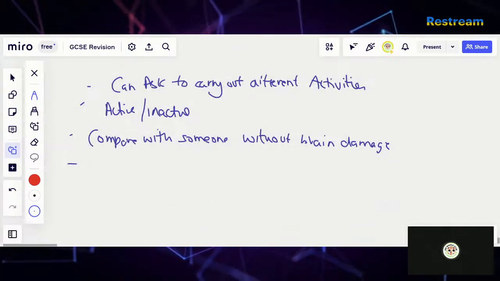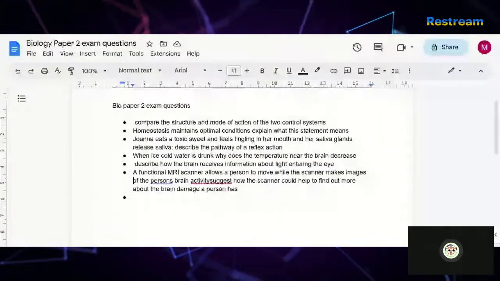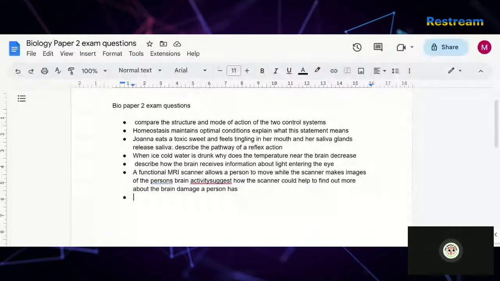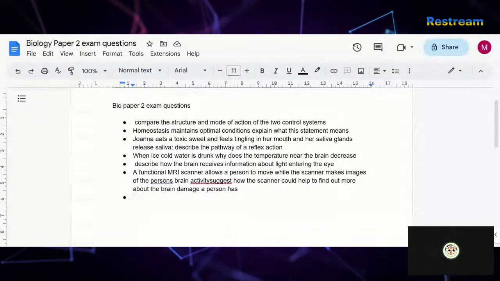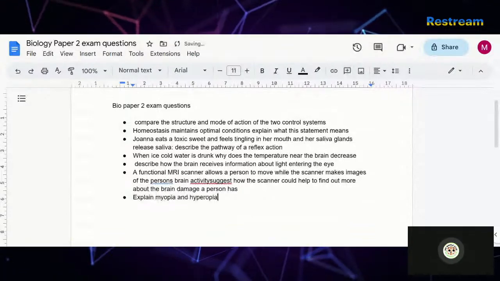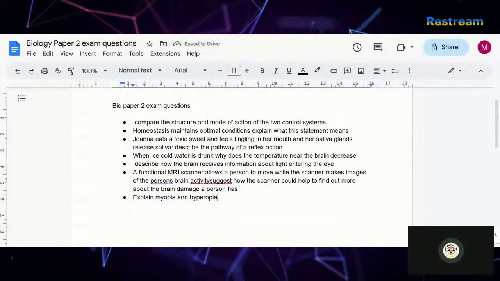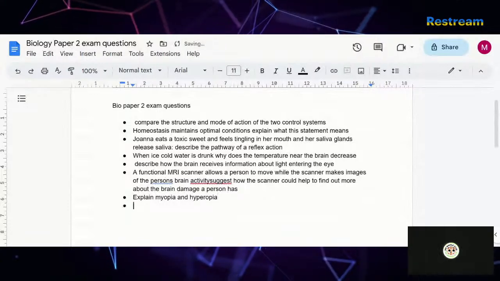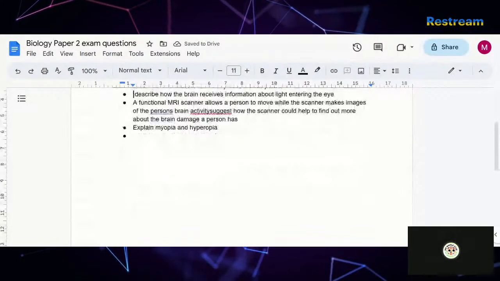Okay. Let's go back to the questions now. Explain myopia and hyperopia. Remember, these are the two sightedness. So next question.